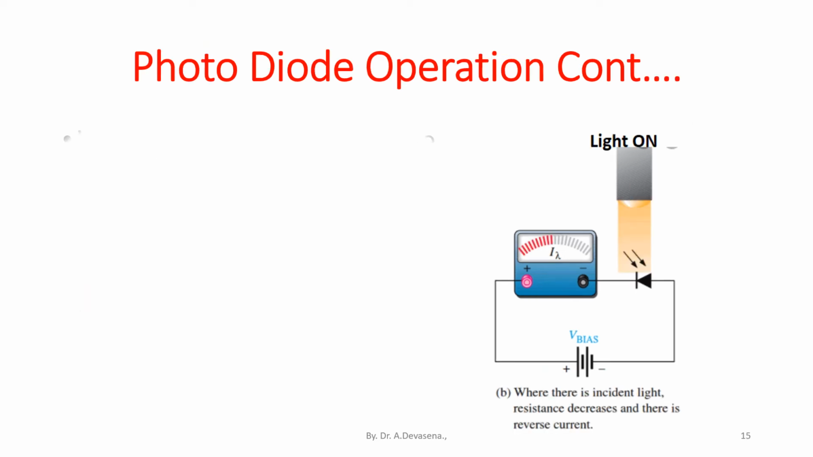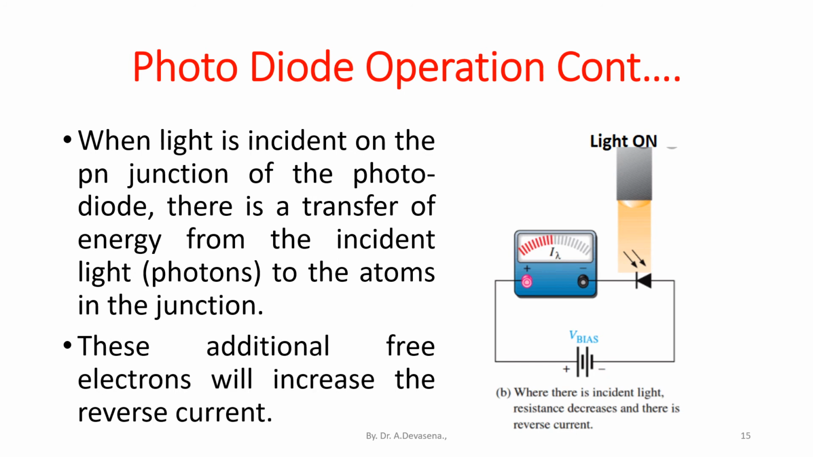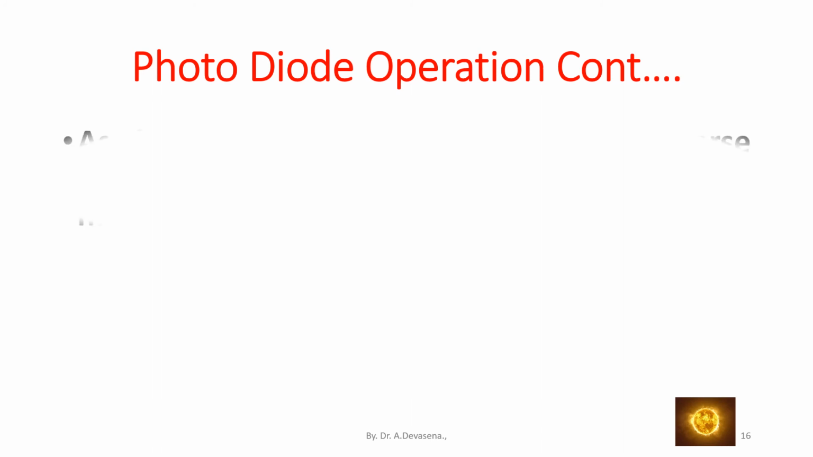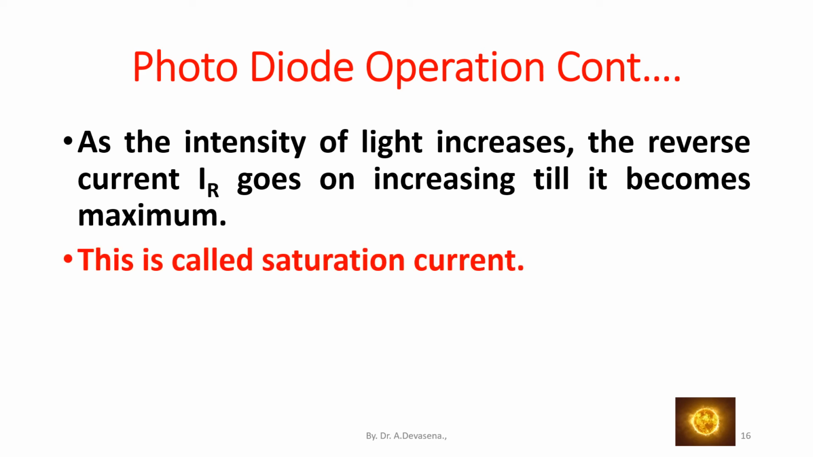When the light is incident on the PN junction of the photodiode, there is a transfer of energy from the incident light, that is photons, to the atoms in the junction. These additional free electrons will increase the reverse current. This is indicated in this diagram here. As the intensity of the light increases, the reverse current I suffix R goes on increasing till it becomes maximum. This is called saturation current.